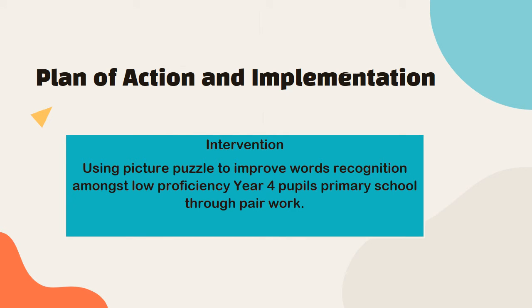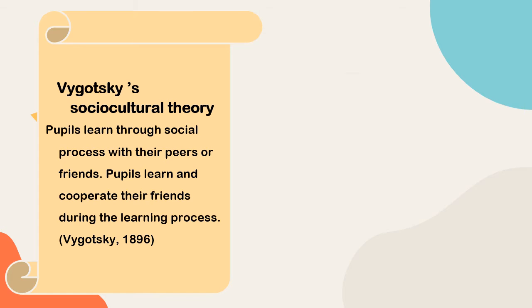For the plan of action and also the implementation, the intervention that I use is the picture puzzle to improve the word recognition amongst the low proficiency Year 4 primary school pupils through pair work. So the first theory that I use in this research is Vygotsky's sociocultural theory.